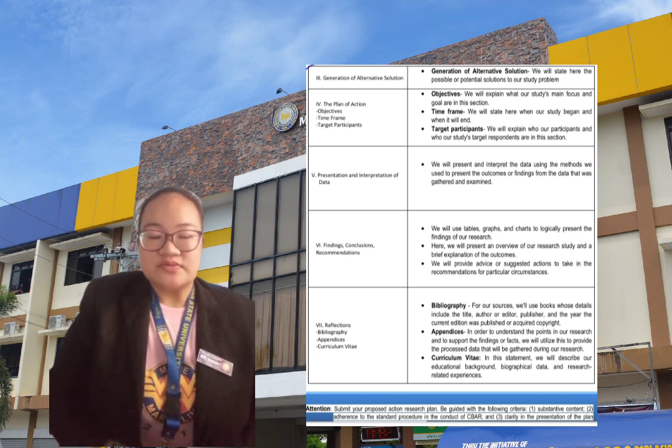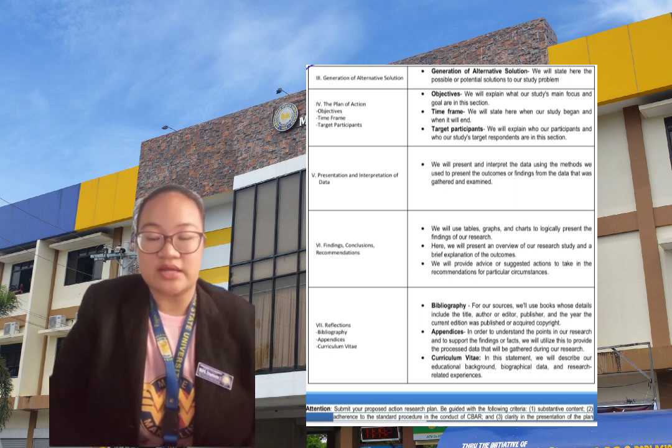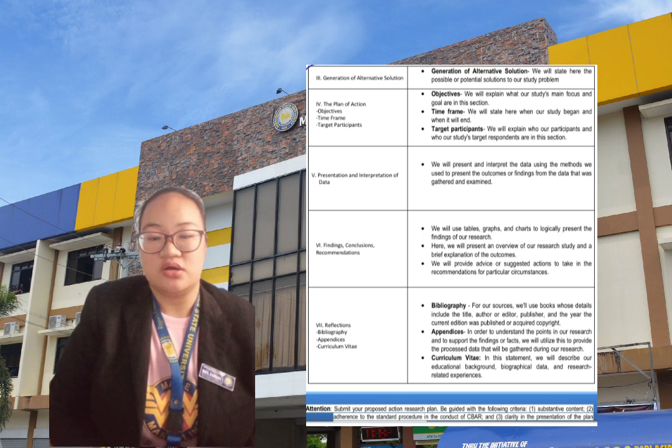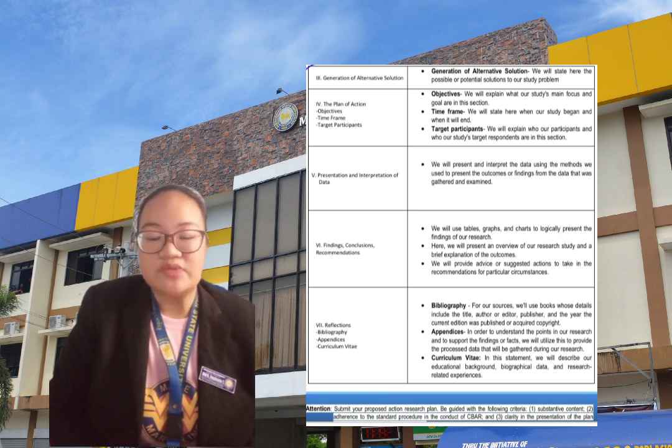Seventh part, bibliography. For our sources, we use books. Those details include the title, author or editor, publisher, and the year the current edition was published or acquired, copyright. Appendices. In order to understand the points in our research and to support the findings or facts, we will utilize this to provide the process data that will be gathered during our research. Curriculum vitae. In this statement, we will describe our educational background, biographical data, and research-related experience.